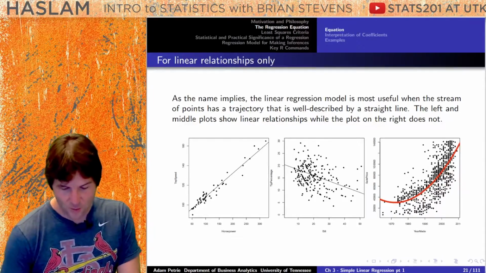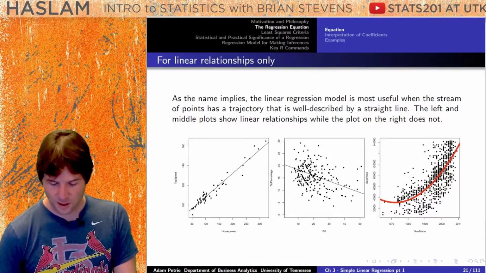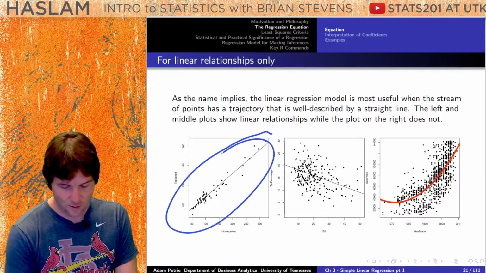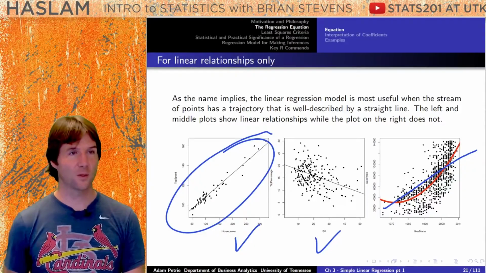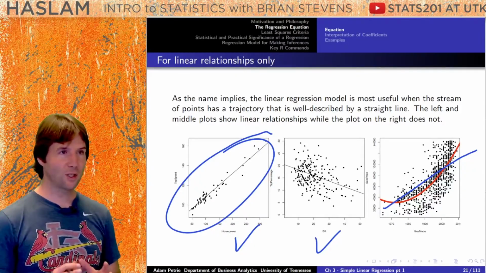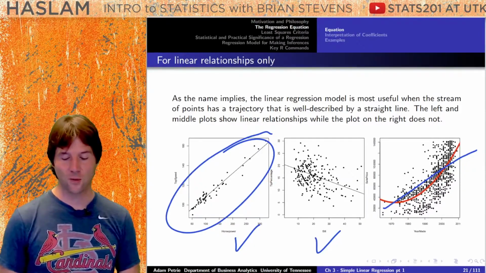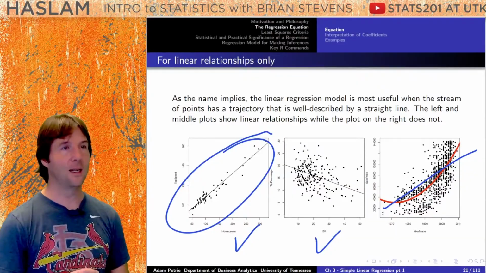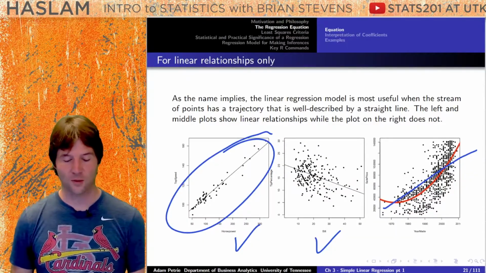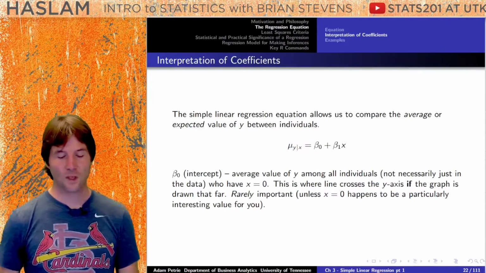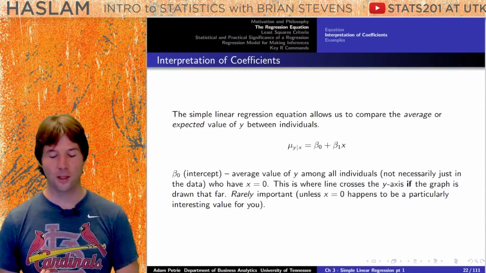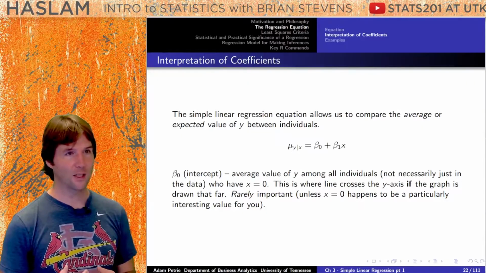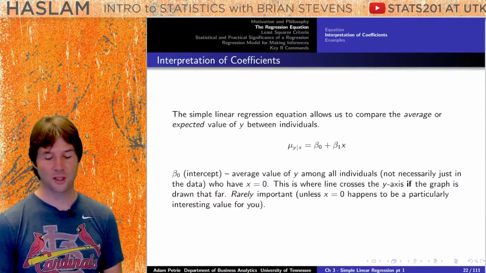And if you look right here, we need to make sure we're only doing this for linear relationships. This one right here, good. But this last one, not a linear relationship. So remember, regression only is applied for linear relationships because we're going to use that line and the coefficients to describe this relationship. So the intercept right here is going to be the average value among all individuals who have an x equal to 0, or the expected or the predicted.